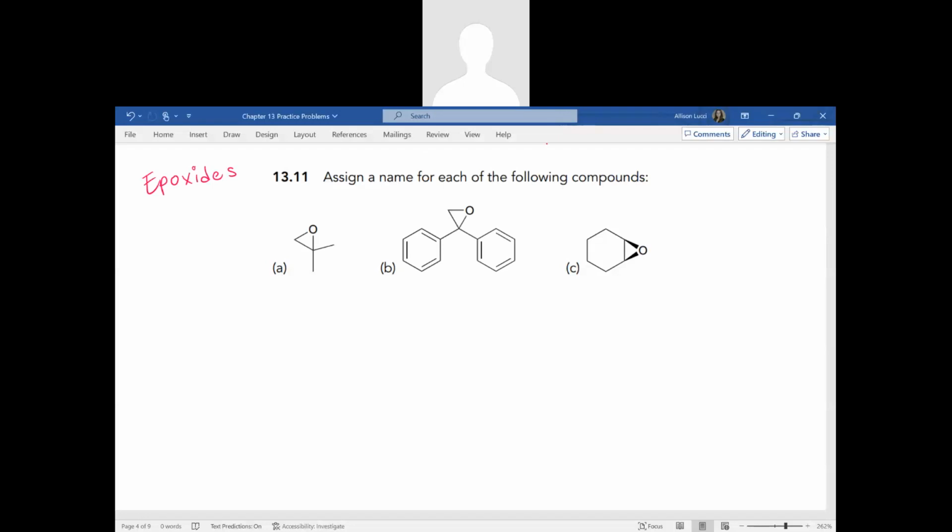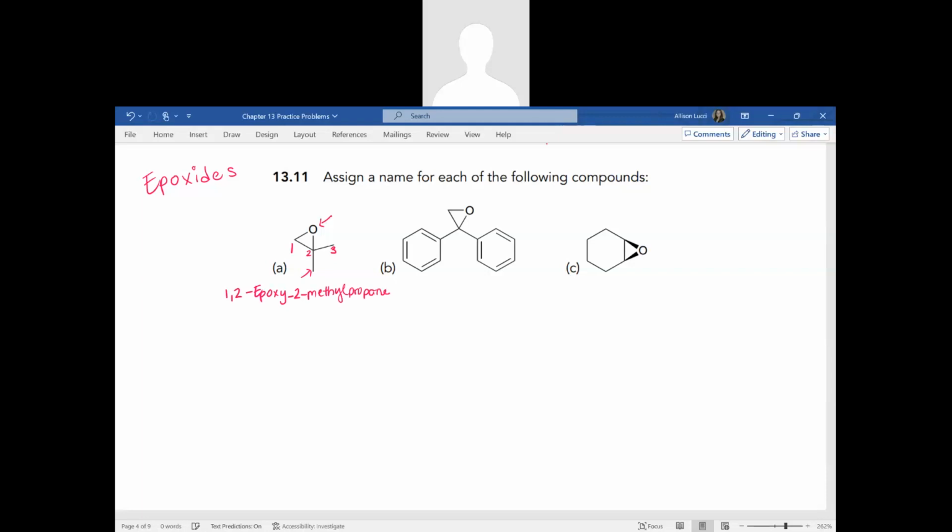In one method, propane would be our parent, and we have the epoxy substituent connected to the parent at carbon 1 and carbon 2. We have a methyl substituent on carbon 2 as well, and that epoxy substituent as well. So we would name this as 1,2-epoxy-2-methylpropane.